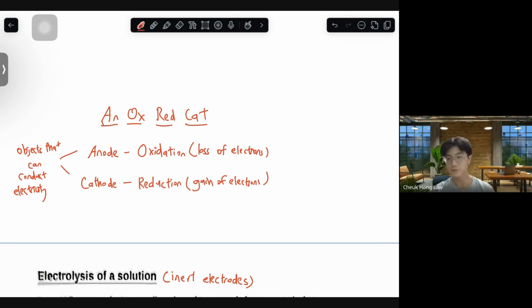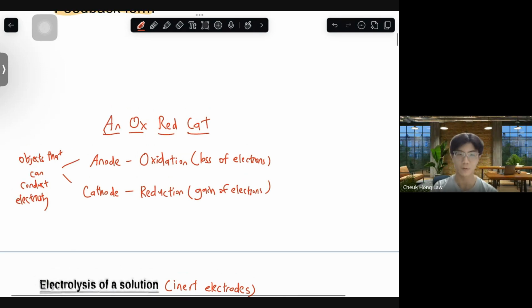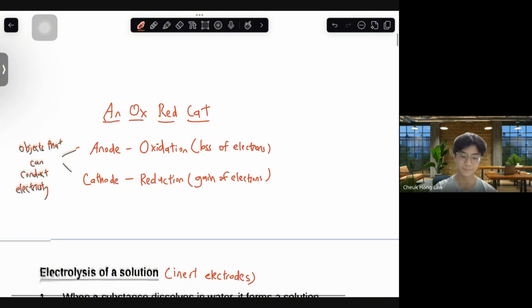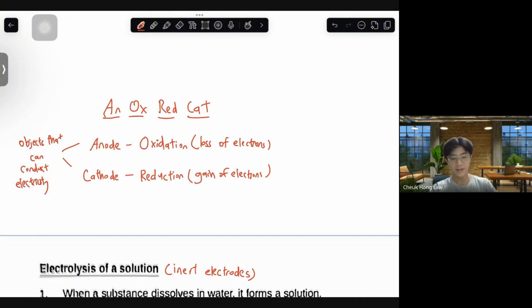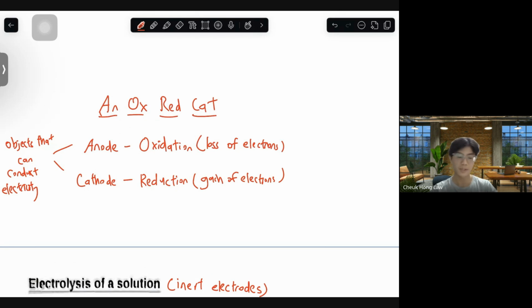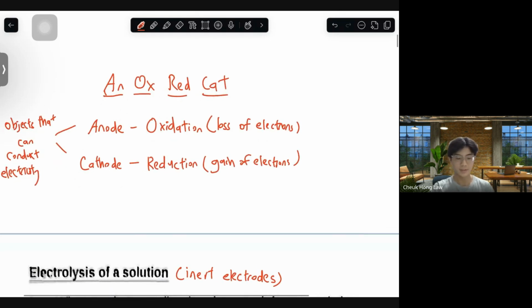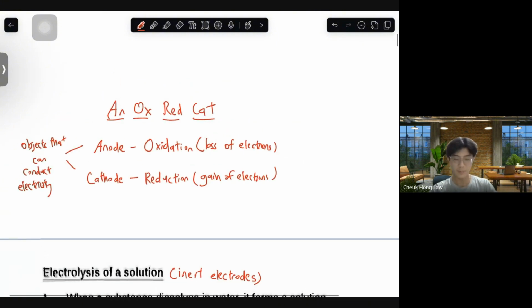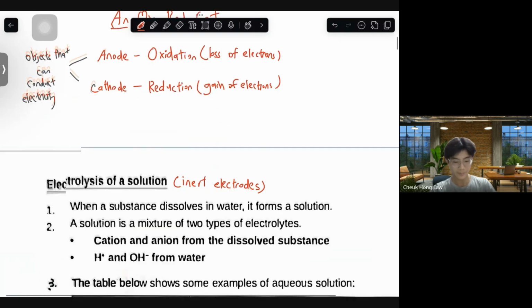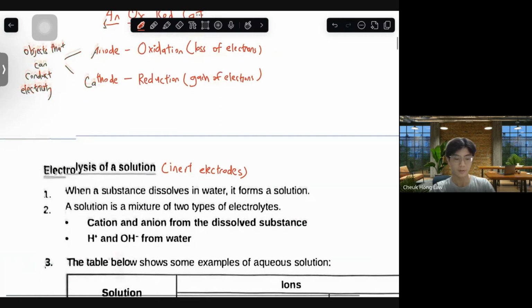Okay, for those who just joined, I'm just going through this before we start the whole chapter, which is basically at the anode, oxidation will take place. At the cathode, reduction will take place. This is for the whole chapter of electrochemistry. So it doesn't matter if your anode is placed at the positive terminal or the negative terminal, oxidation will take place. Then for the cathode, reduction will take place. So remember this, very important. Then now we can start electrolysis of your aqueous solution.